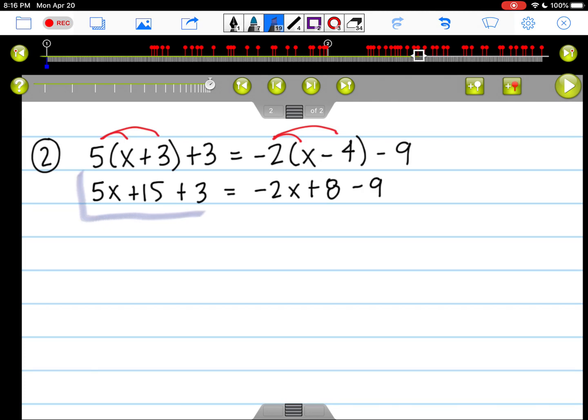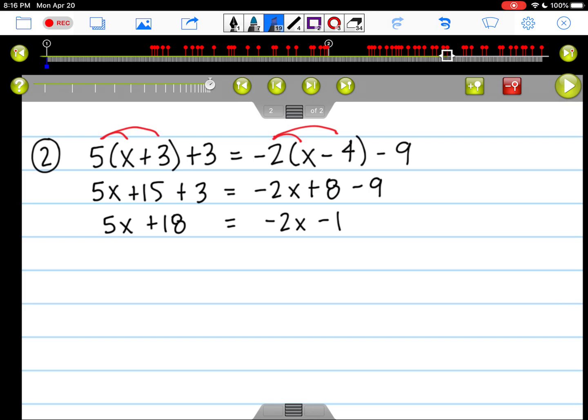Then we're going to look at this side and we're going to say, okay, I can't do anything with the 5x, but I can combine those two. So 15 plus 3 is 18. So 5x plus 18. And then I'm going to bring down that equal sign. Negative 2x. Bring down that because we can't combine that, but we can combine a positive 8 minus 9. And 8 minus 9 is negative 1.